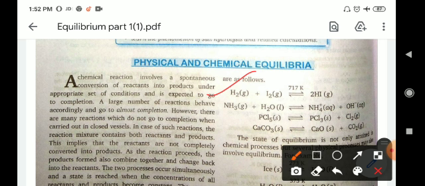So H2 and I2 give 2HI, but 2HI can break and give H2 and I2. But there will be a point when H2 and I2 will not combine to give 2HI and 2HI will not break to give H2 and I2. Then this condition is known as equilibrium. There are other examples. NH3 plus water gives NH4 plus OH minus. And another example, PCl5 gives PCl3 plus Cl2. Calcium carbonate gives calcium oxide plus carbon dioxide gas.